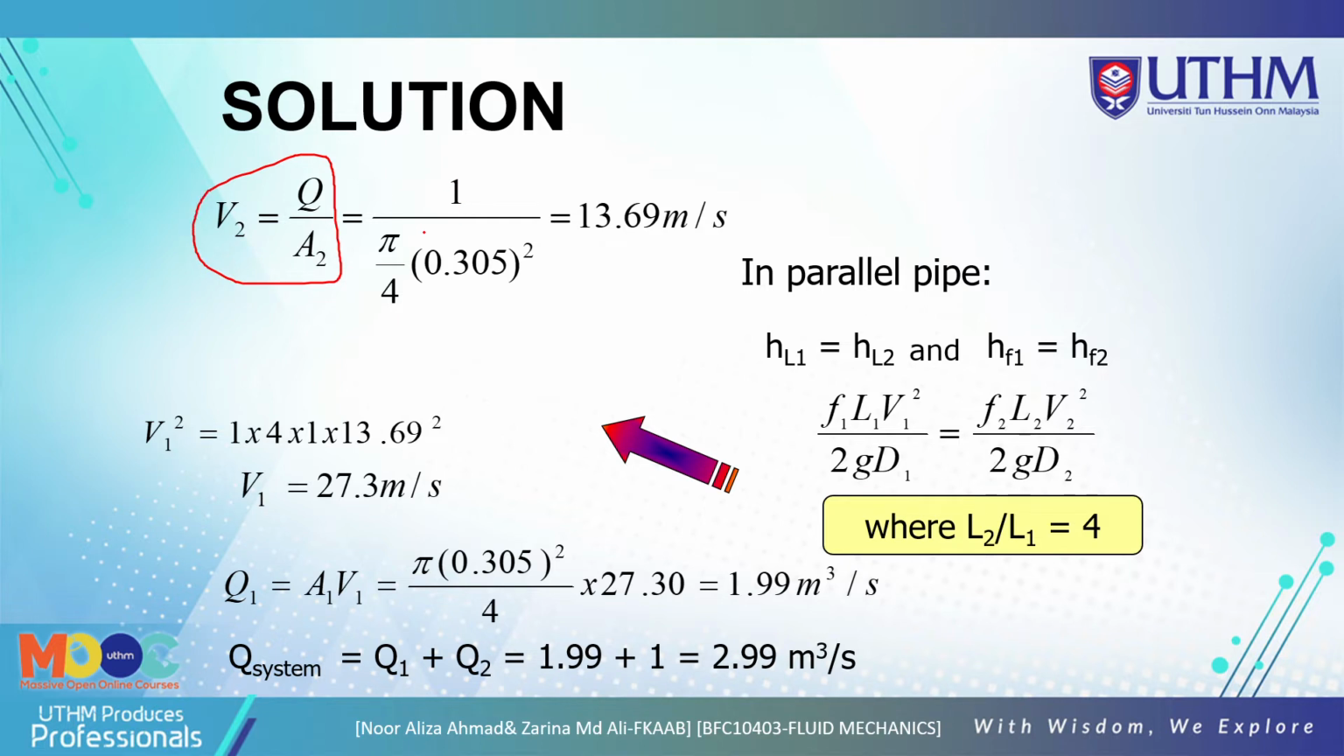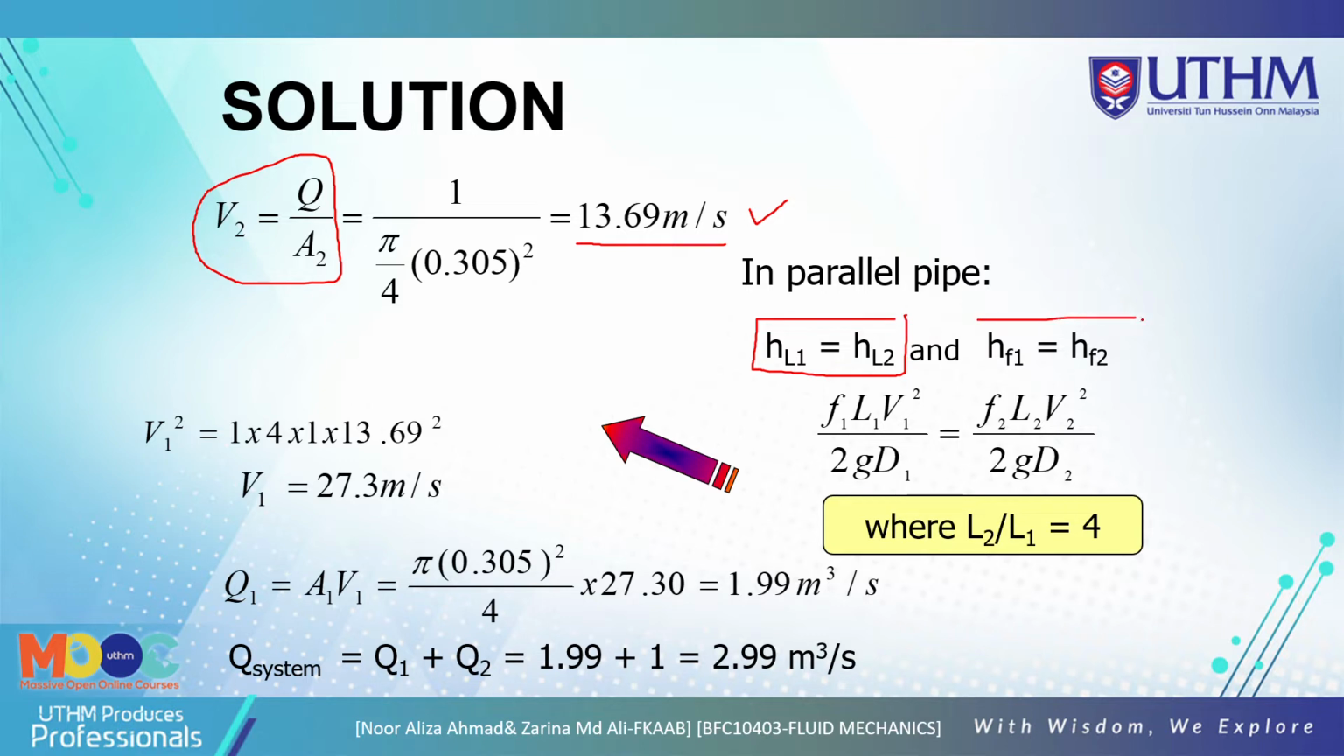Okay, and the diameter for both pipes is 305 mm. So you just find the velocity 2. Okay, so you get this solution. Okay, so in parallel pipes, we know that HL1 is equal to HL2 and HF1 is equal to HF2. So that we know the value here.